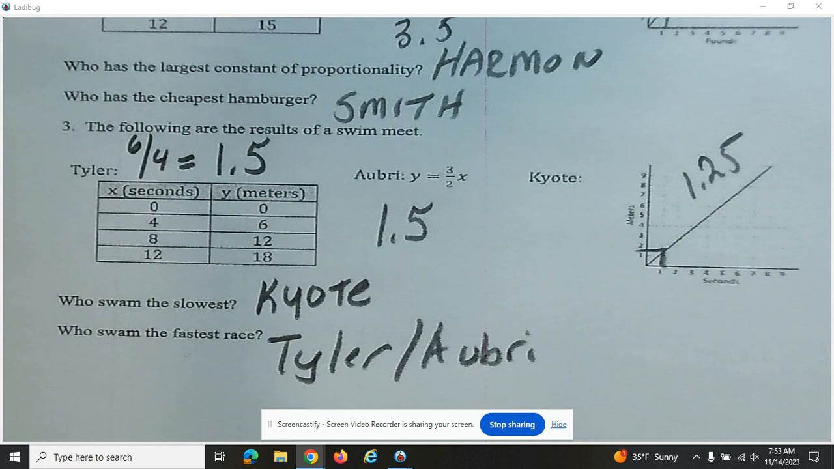Do you see how we can use constant proportionality and compare things just like what we did with unit rates yesterday? Do you guys see that? Okay. You are gluing this on page 58.